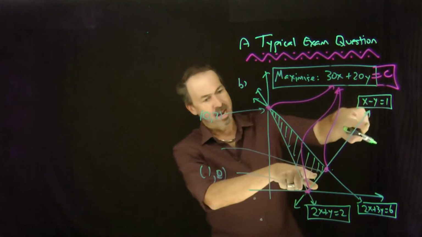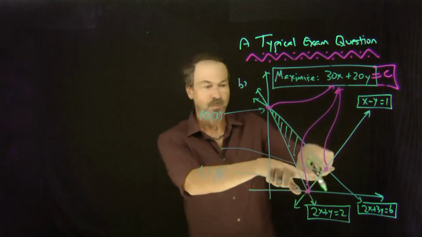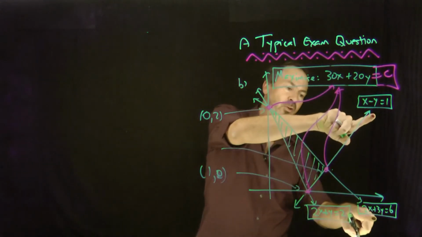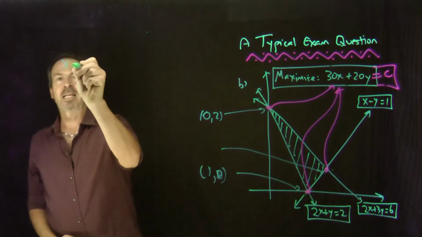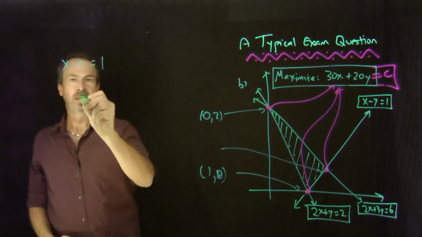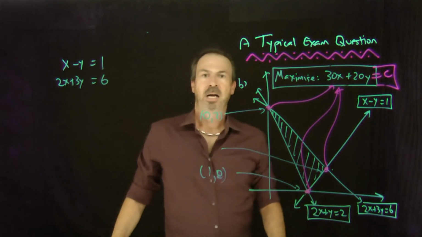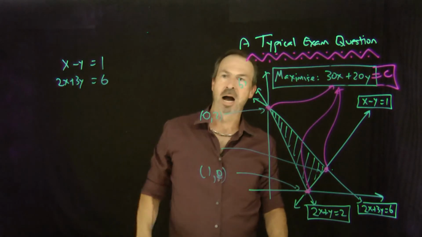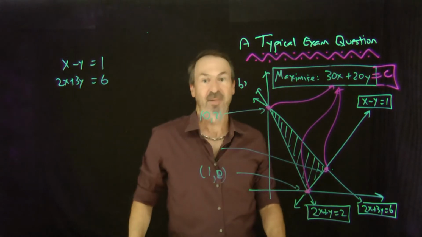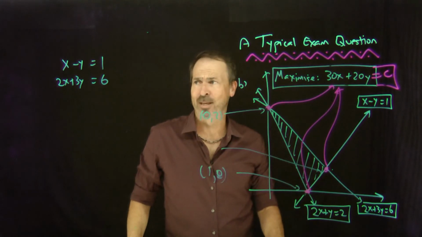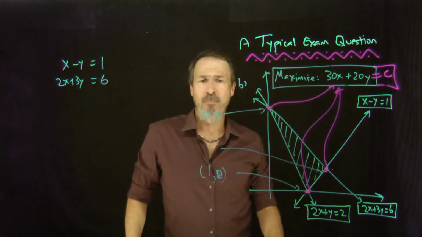It lies on this line, so it's a point that makes that equation true, and it lies on this line, so it also makes this equation true. So it's a point such that x minus y equals 1 is true, and 2x plus 3y equals 6 is true. Alright, so I need to find values of x and y that make that true and that true at the same time. Okay. Alright, here's what my brain does.